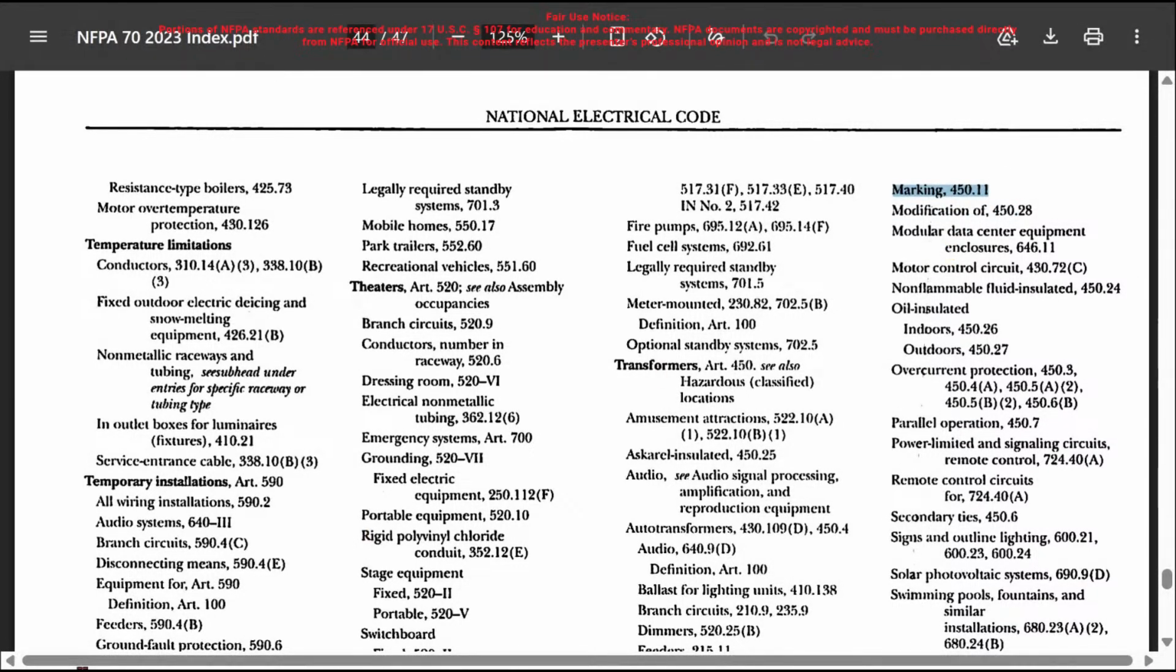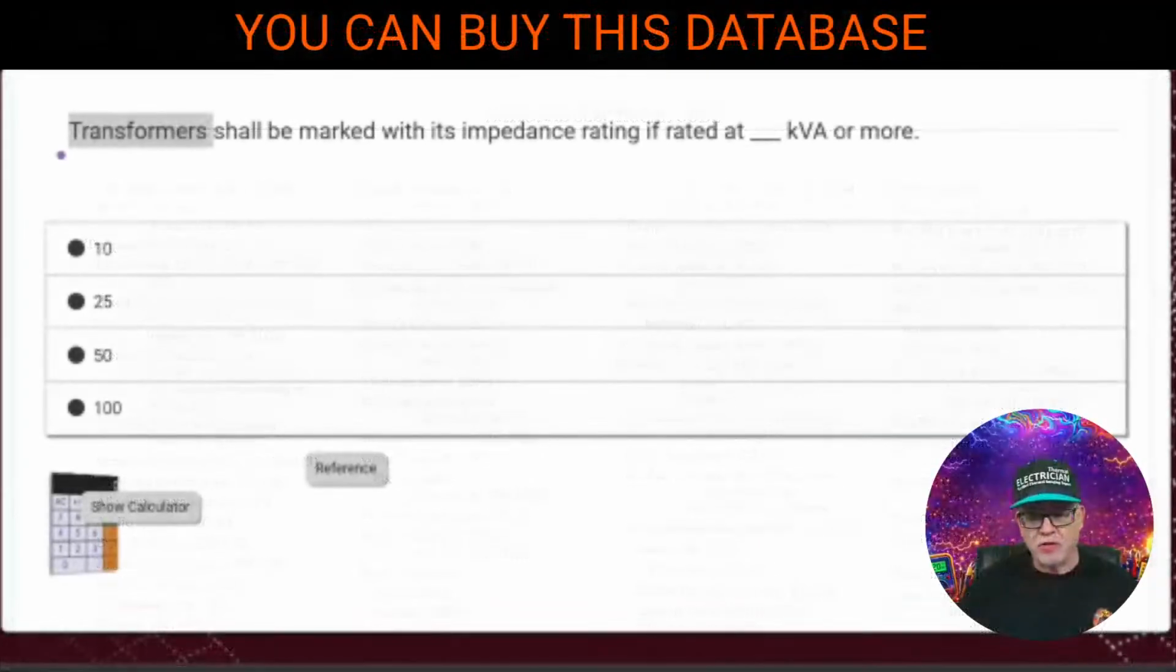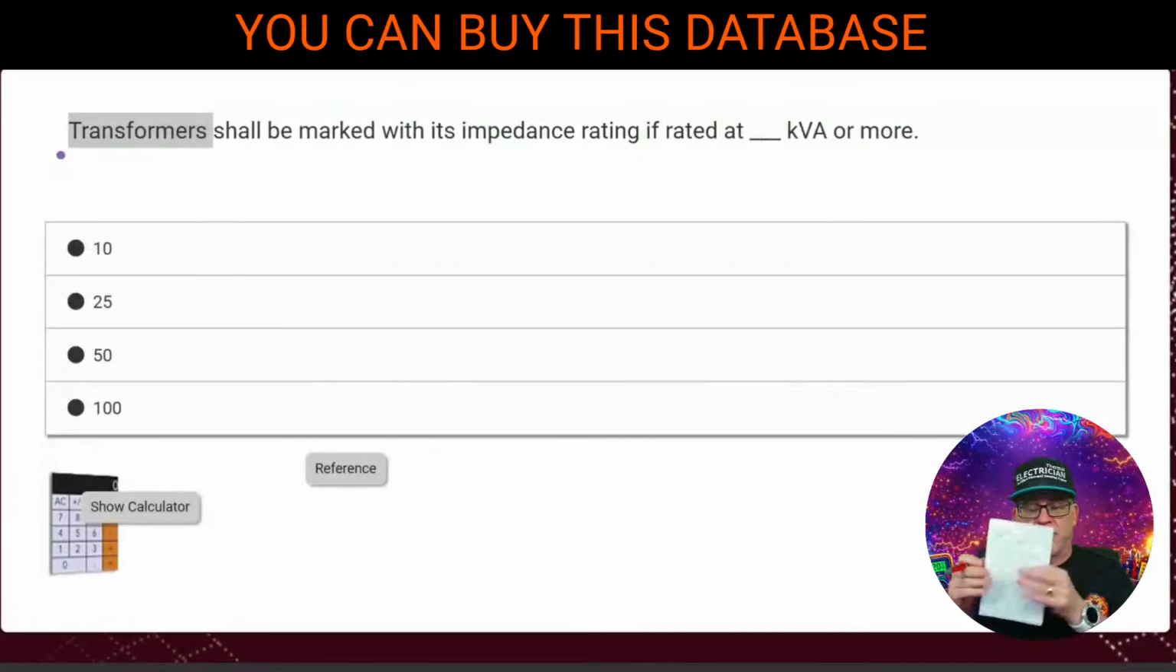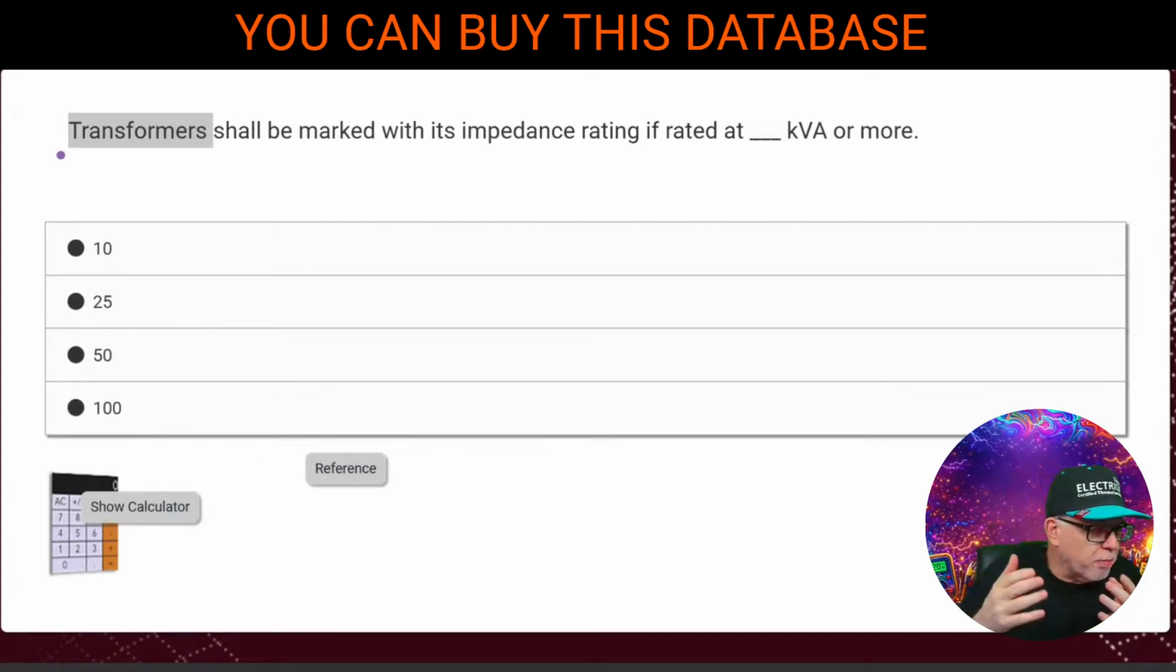So the first thing you're going to do, as I always do, remember, even in an exam, you have your scratch paper. You're going to make sure you know where you're at, so you know it's 450, that's your article. Then you're going to write down anything you find in the index under it, and we're going to put .11. Now, this is a marking requirement, so I probably could jump right to that.